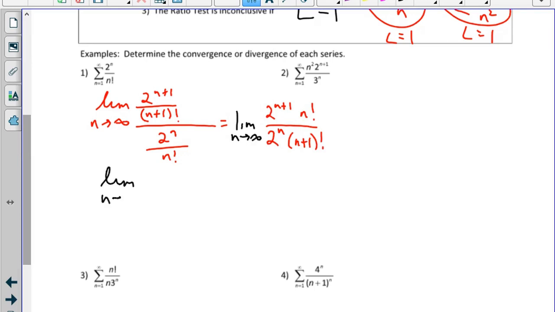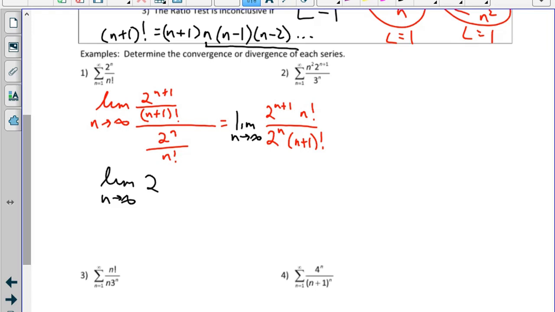So the limit as n goes to infinity, when I cancel stuff out, 2 to the n plus 1 divided by 2 to the n is just 2. And n factorial over n plus 1 factorial, if I think about what these things are, n plus 1 factorial is n plus 1 times n times n minus 1 times n minus 2 times ... all the way down to 1. N factorial is the exact same thing, except it starts right here.